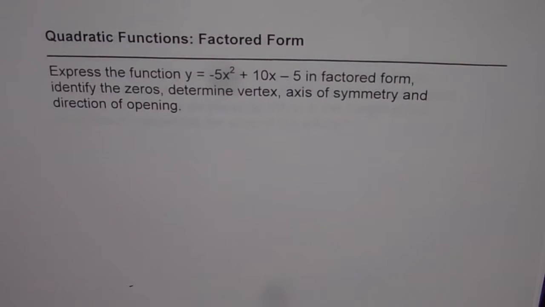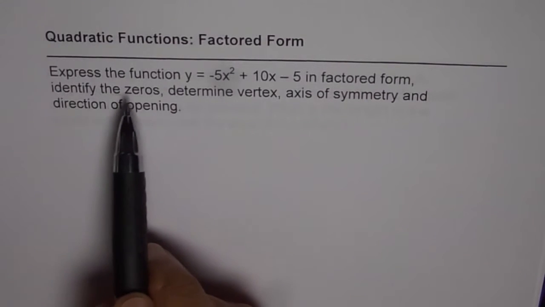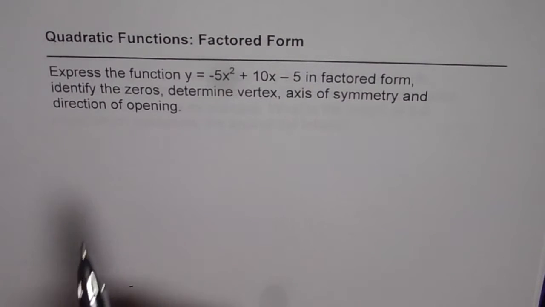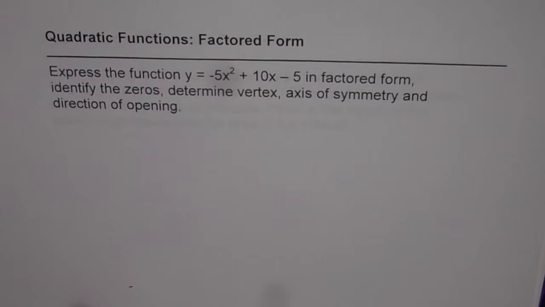I'm Anil Kumar, and in this video we'll try to understand how to convert standard form into factored form and find characteristics of the parabola from that quadratic function. The question here is: express the function y equals minus 5x squared plus 10x minus 5 in factored form. Identify the zeros, determine the vertex, axis of symmetry, and direction of opening.